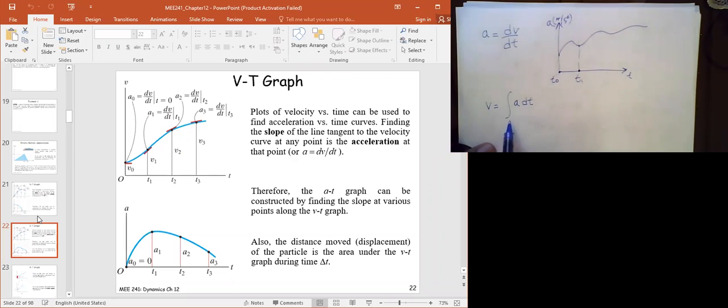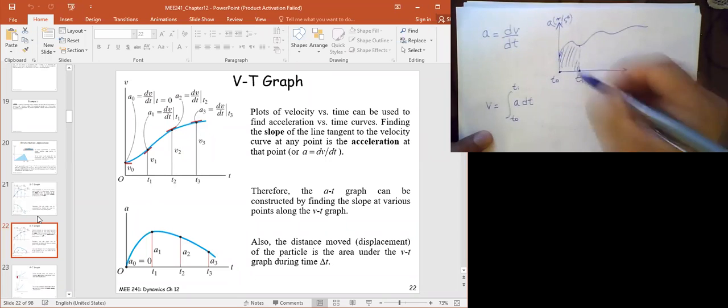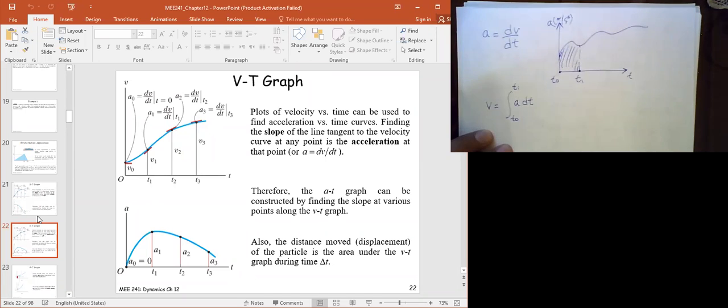But what are the boundaries? Here, t obviously is a variable, so what should be the boundaries on the integration? t0 and then t1, okay? So essentially, when you do so, you are simply finding that shaded area, right? Okay?